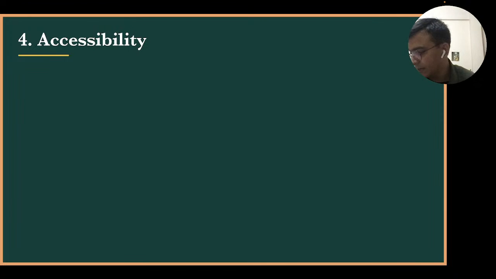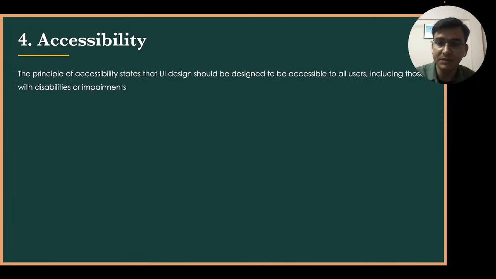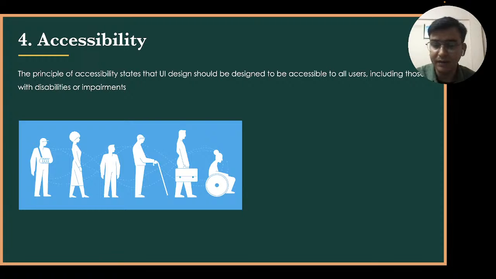Let's move on. Number four is accessibility. The principle of accessibility states that UI design should be designed to be accessible to all users, including those with disabilities or impairments. Okay, so your design should be accessible by anyone, right? I mean, they might have any kind of difficulties, right? Senior people, people with special abilities. I mean, they're not able to see, or they are not able to walk. So you need to take care of every aspect of human and design it accordingly, so that everyone can use your application.